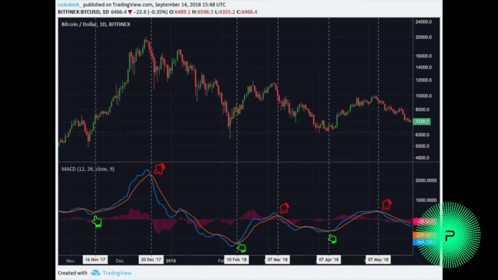There are different types of moving averages used by traders. A simple moving average, SMA, simply adds together the average price of an asset over a determined period and divides it by the number of periods.